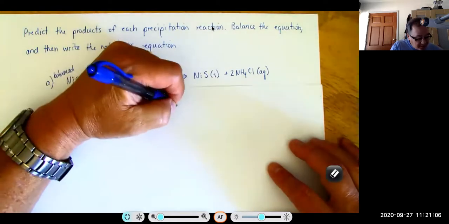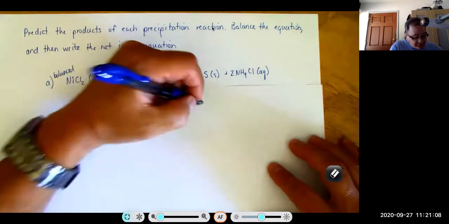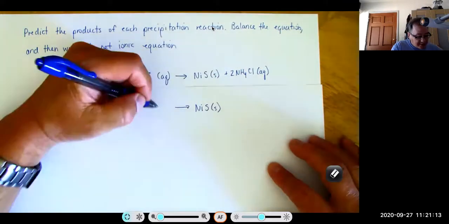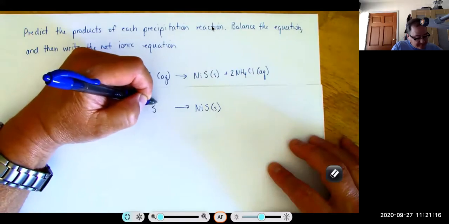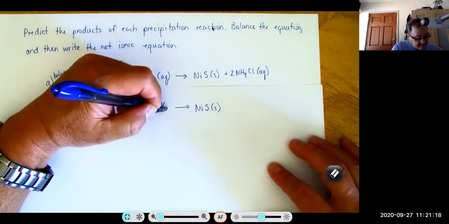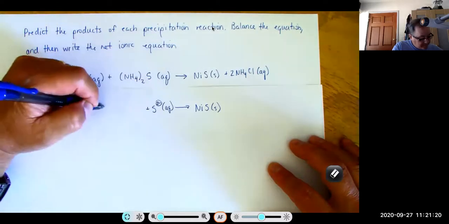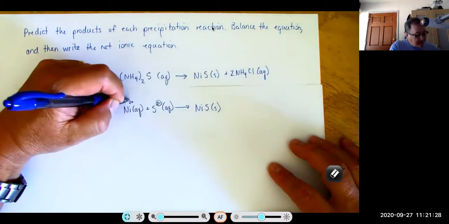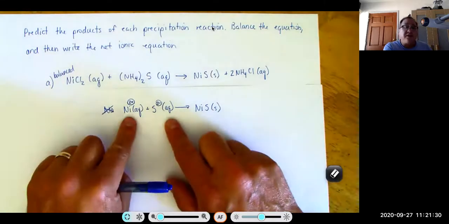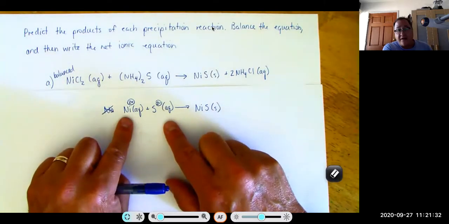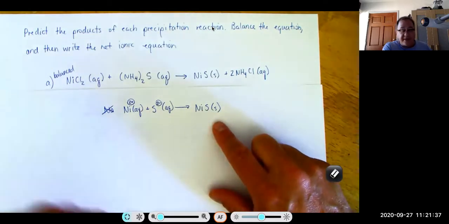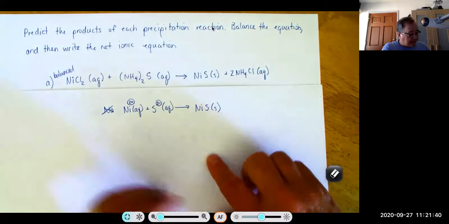So remember, the shortcut is to start with the solid, decide what the ions are that make it, whoops, cross that out. And when I write the net ionic, I always like to put the cation on the left and the anion on the right, because that's the way they're going to end up in the formula. Cation first on the left and the anion on the right. So here's the net ionic reaction.